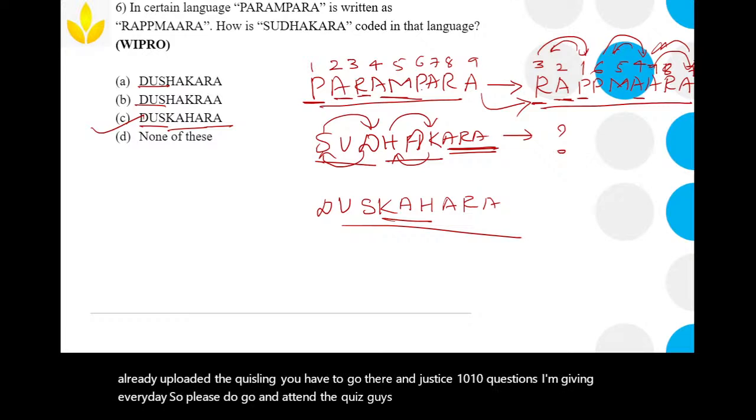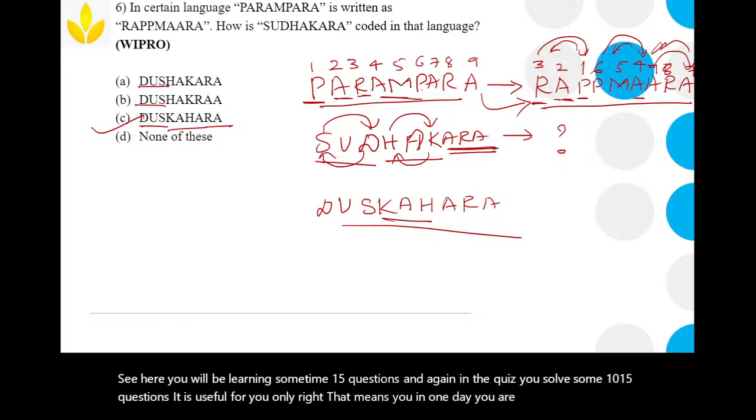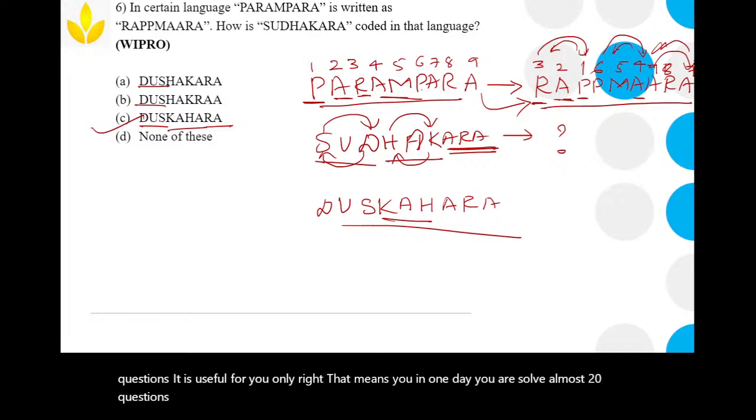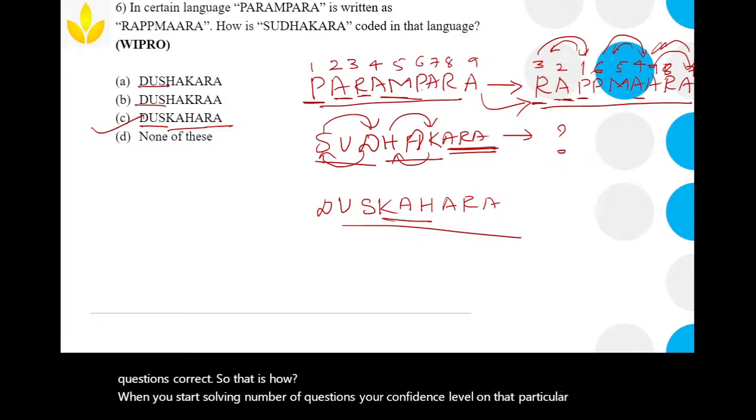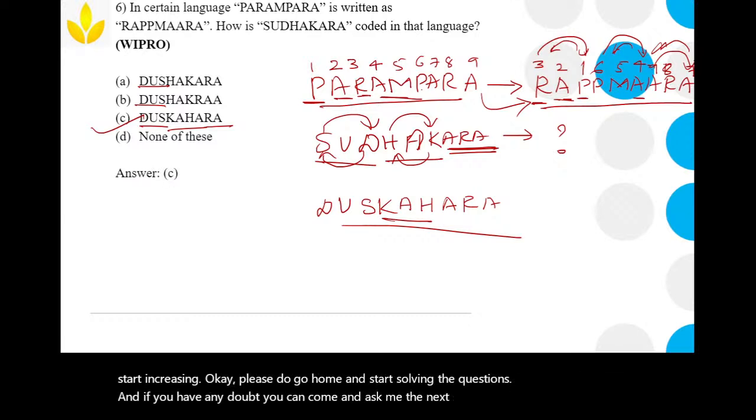See, here you'll be learning some 10-15 questions, and again in the quiz you'll solve some 10-15 questions. It is useful for you only, right? That means in one day you have solved almost 20 questions. Correct? So that is how you improve when you start increasing. Okay? So please do go home and start solving the questions. And if you have any doubt, you can come and ask me the next day. There is no issue in that. Okay?